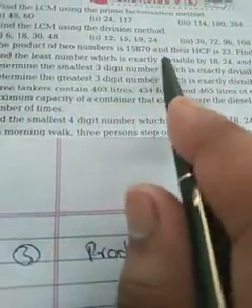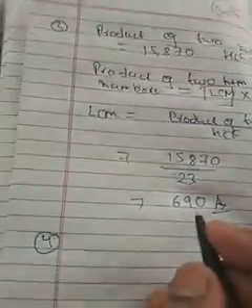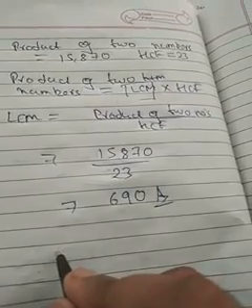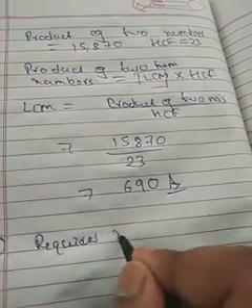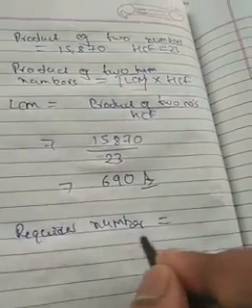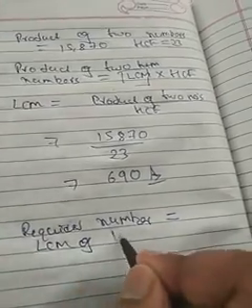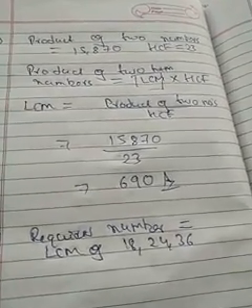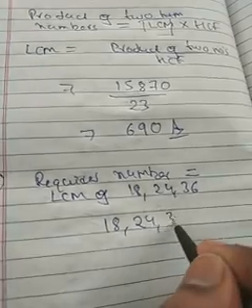Now question number 4. Find the least number which is exactly divisible by 18, 24 and 36. So simply in this question we have to find the LCM of 18, 24 and 36. So the required number is equal to the LCM of the numbers 18, 24 and 36. Now we will find the LCM by the division method: 18, 24 and 36.